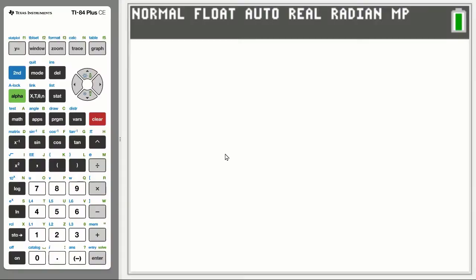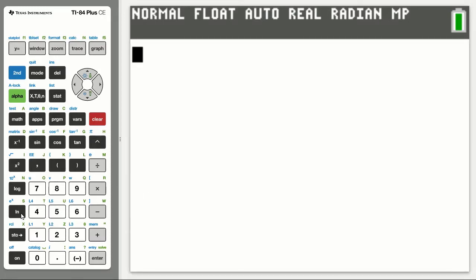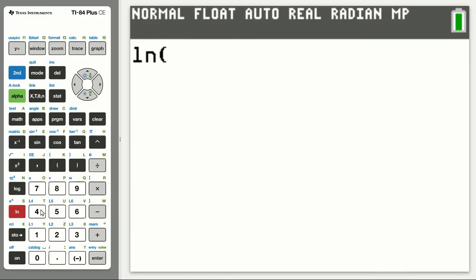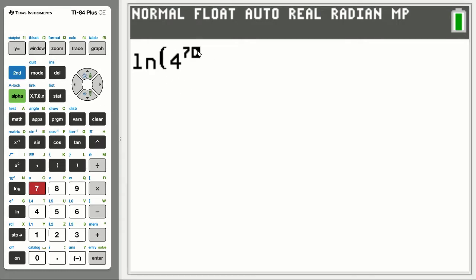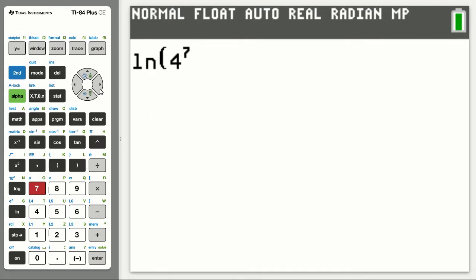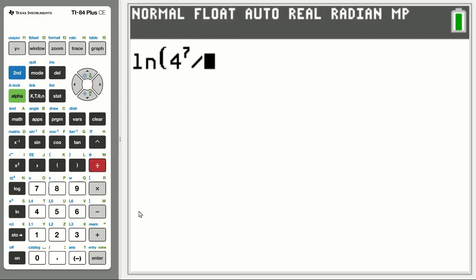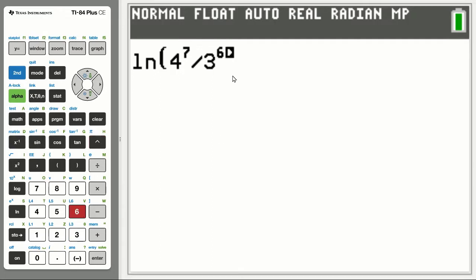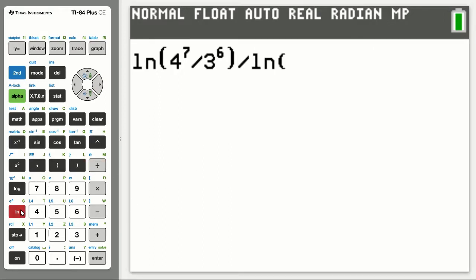So now on the calculator, just like how I laid it down on the board with the prepping work, all I need is a natural log. Inside the parentheses, I'm typing 4 to the 7. For this calculator, I have to exit out of the superscript mode. And now I'm going to divide by 3 to the 6. So all of that is in one logarithm in the numerator. And now I'm going to divide. Now just one more natural log in the denominator.